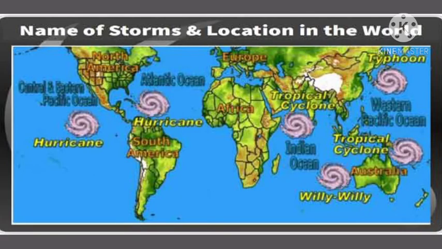These cyclones have different names. In India, these are known as cyclone in the Indian Ocean, hurricane in the Atlantic, typhoon in the Western Pacific, and in the South China Sea. And if we talk about Western Australia, it is known there as Willy Willies, and also many other names are there for these types of cyclones.